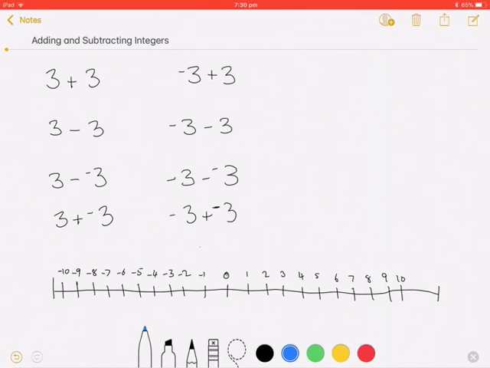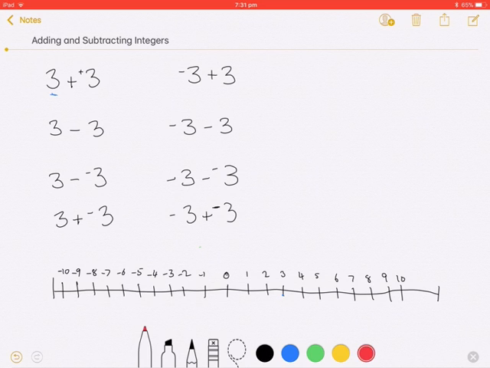All right, adding and subtracting integers. Let's start with 3 plus 3. Easy. This is telling us where our starting point is, and we're on 3, and we're adding 3. Now, when we're adding 3, it's not just adding 3, it's adding a positive 3. So even though there's no little plus out there, there's actually a little positive there.